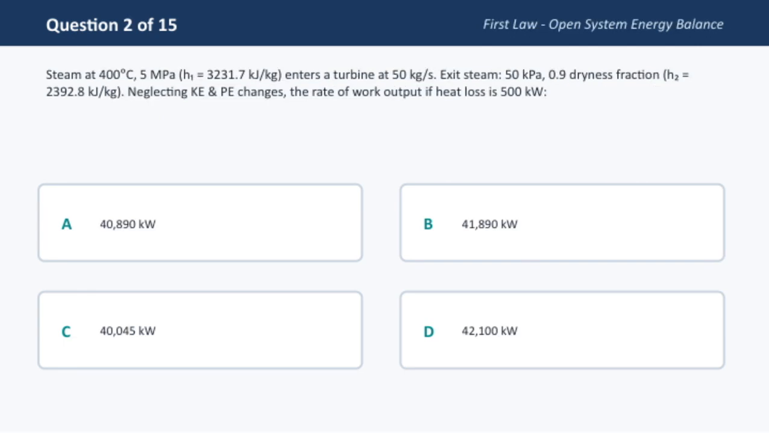Let's look at a steam turbine example to apply the first law of thermodynamics for open systems. We have steam entering at 400 degrees Celsius and 5 megapascals, flowing at 50 kilograms per second. It exits at a much lower pressure, with some moisture in the steam. We're asked to find the work output, given a heat loss of 500 kilowatts. This sets the stage for balancing energy in and out, a classic problem in energy systems.